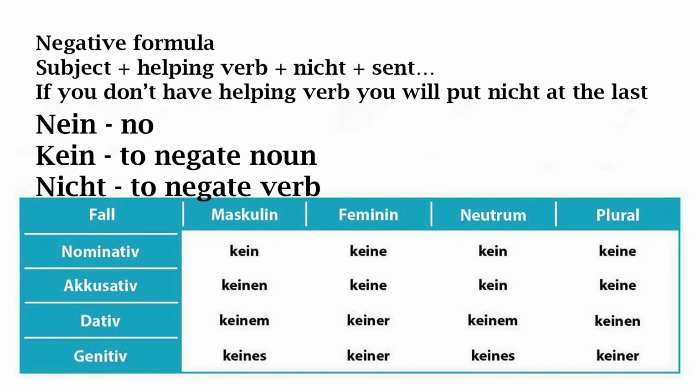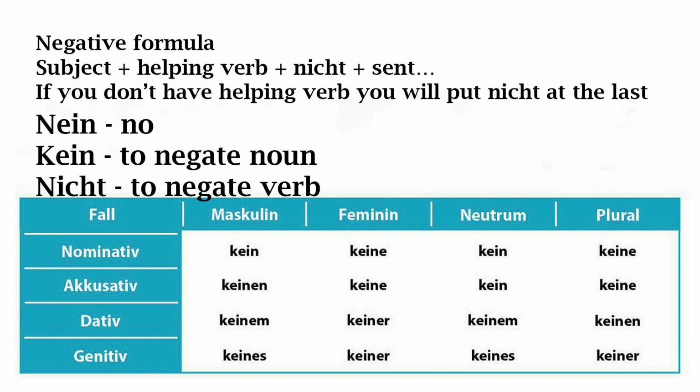So friends, now we are going to learn negative formula. Negative formula: the subject plus helping verb plus nicht plus sentence. Firstly, there are three types of form: nein, kein and nicht. Nein means no. Kein negates nouns, and nicht negates verbs. So whenever you have to negate a noun in the sentence, you will use kein, and kein has its own table. And when you want to negate a verb, you use nicht.